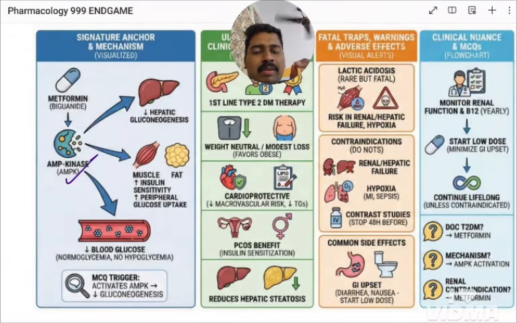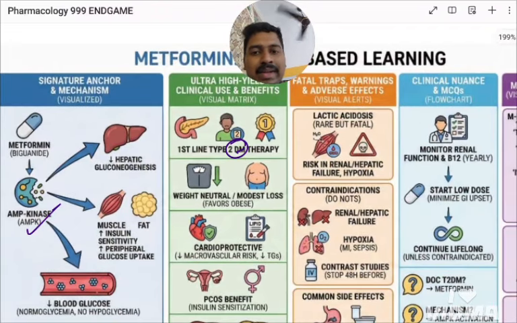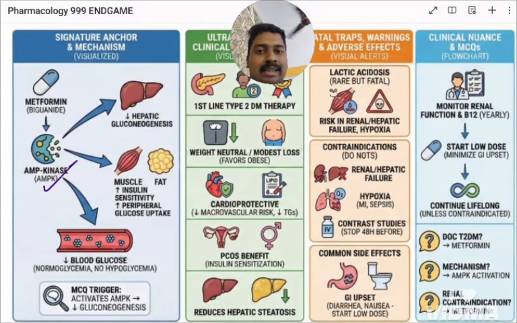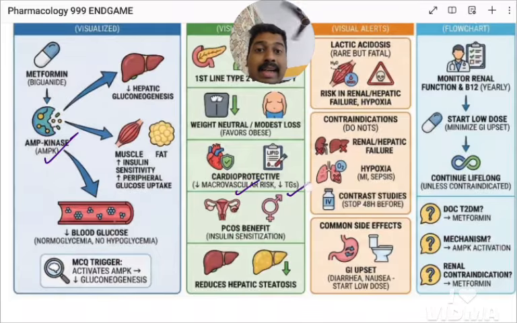Okay, so if in exam they ask what is the mechanism of action of metformin, it will be activation of AMP kinase. There shouldn't be any confusion. In addition to type 2 diabetes mellitus being first line, there are other uses also. One is it is weight neutral, and it can cause mild weight loss also, so it is used in obese people along with diabetes. Second is it has cardioprotective action because it decreases macrovascular risk by decreasing triglycerides.